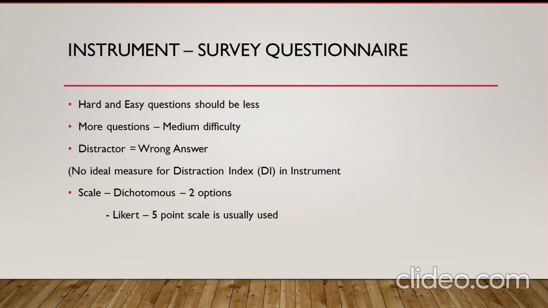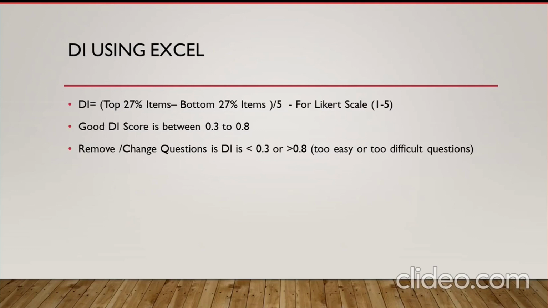Now, obviously, in many questions, one option is right and the other options are totally wrong. Those are distractors, just to distract. So we have a concept called the distractor, and its measurement is the distraction index. So what happens in the distractor index? We end up measuring DI, so let us check the DI, the distraction index.